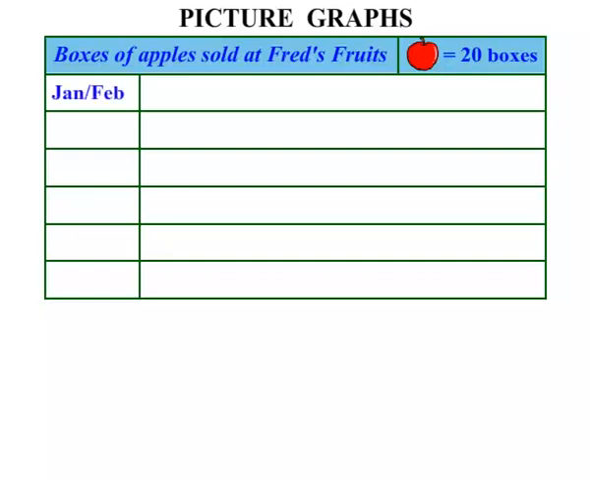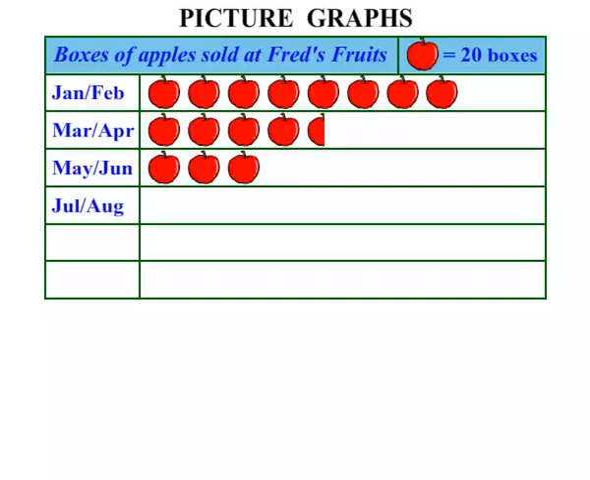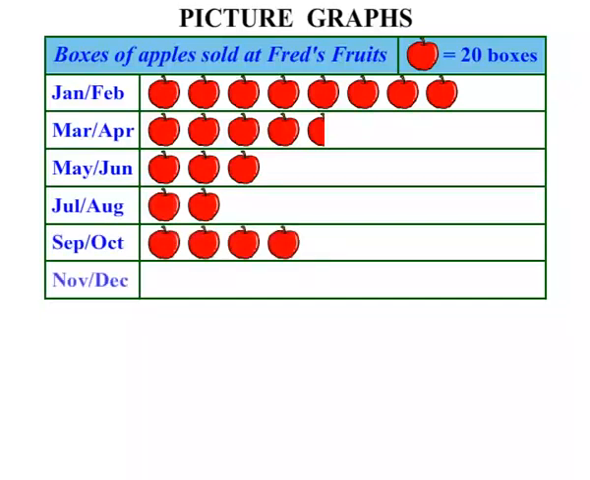In January, February, we've got so many apples shown. In March and April, a certain amount. Ooh, one looks like it's been cut off there. May and June, July and August, September, October, and November, December.